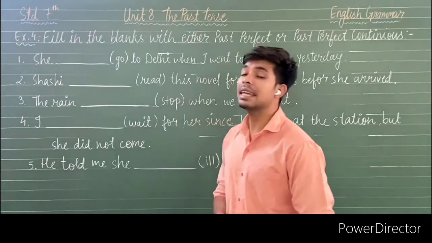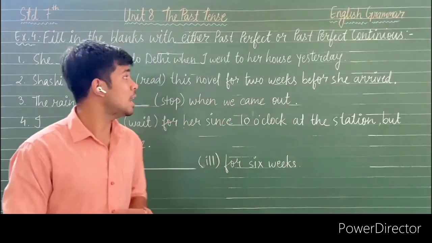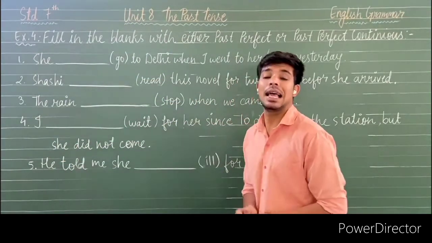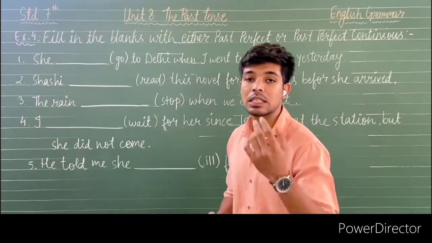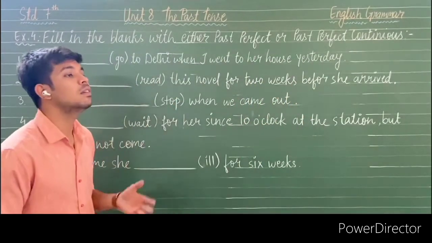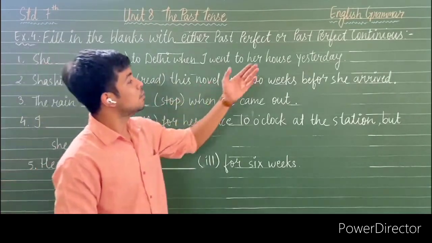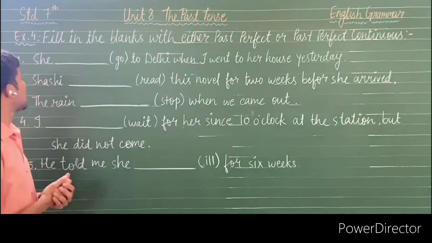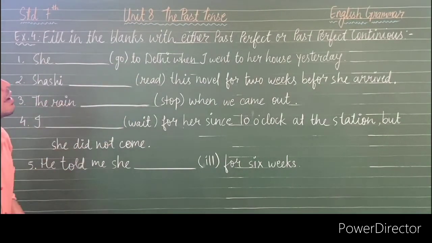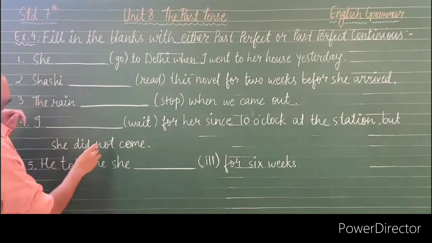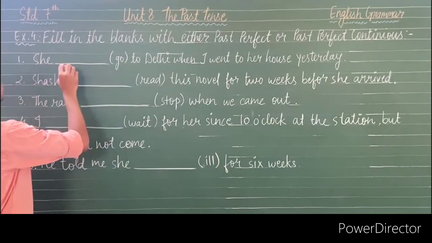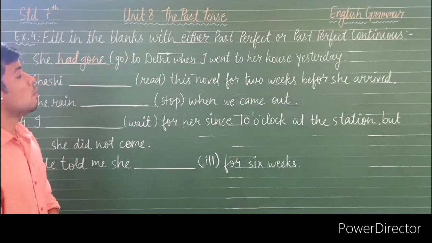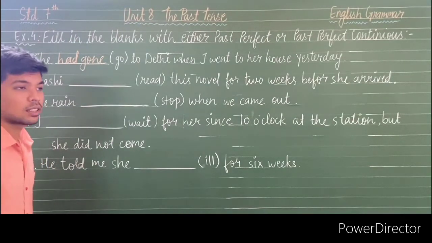Now we will solve exercise number 4. Fill in the blanks with the help of past perfect or past perfect continuous tense. Past perfect is denoted with the help of had and the past participle, and past perfect continuous is denoted with the help of had been and the present participle form. So now, first one: she blank to Delhi when I went to her house yesterday. In the bracket we are having go. So the answer will be: she had gone to Delhi when I went to her house yesterday.